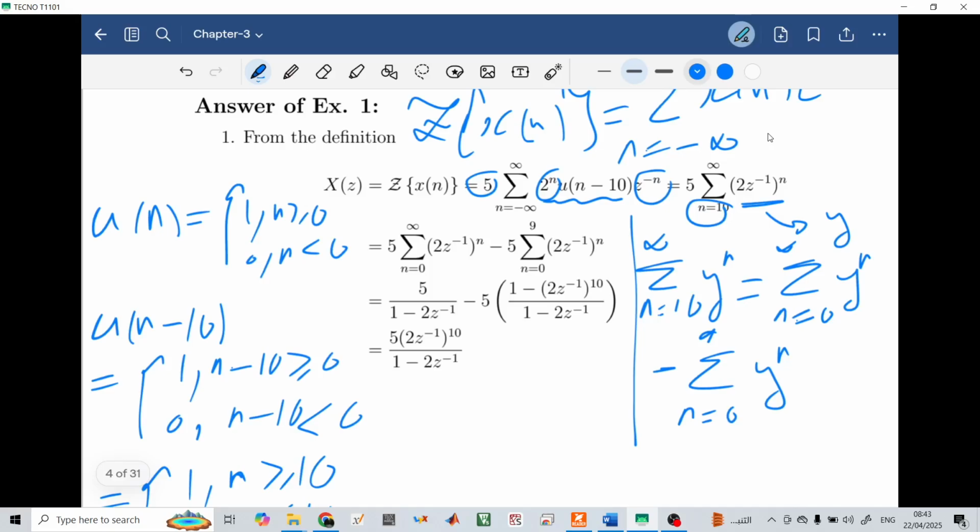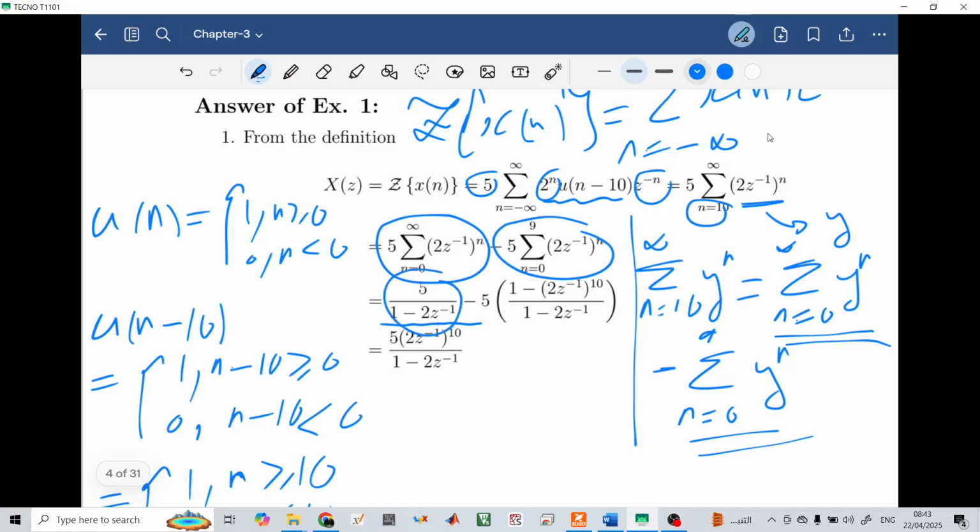Okay, so this is an infinite geometric series, this is a finite geometric series, so we put them in their full form here, and simply we use their formulas. So this is the formula for the infinite geometric series, right? So it's 5, the constant, times 1 over 1 minus y. Y in this case is 2 times z to the power minus 1.